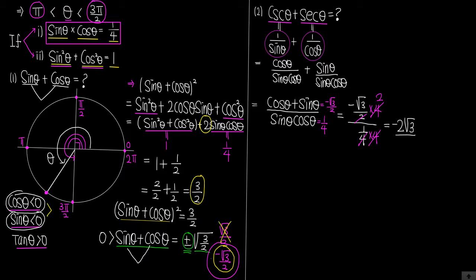And then all that we need to know is that the cosecant of theta is 1 over sine of theta, which is the reciprocal of sine theta, and secant of theta is 1 over cosine of theta, the reciprocal of cosine theta.